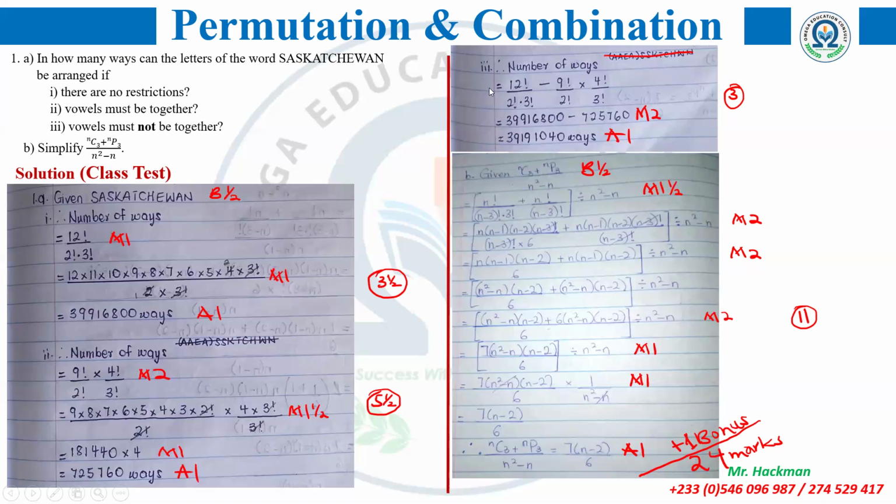So it's not necessary to write this. You can move from that to what you have here straight away. If there is anything for you to write, maybe you write arrangement with no restriction minus arrangement with restricted objects, in this case vowels together, then you come and write this. But this will be fine. So this will give you 2 marks. Then you use your calculator to do this. That would be the final answer, A1. So take note of that.